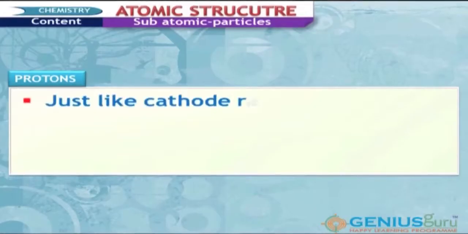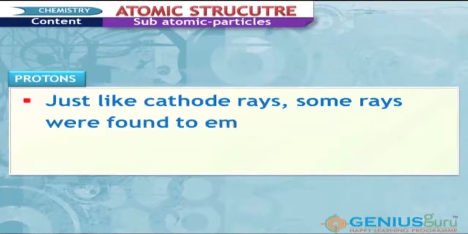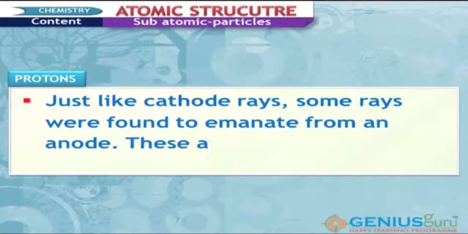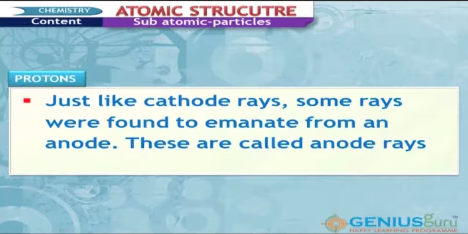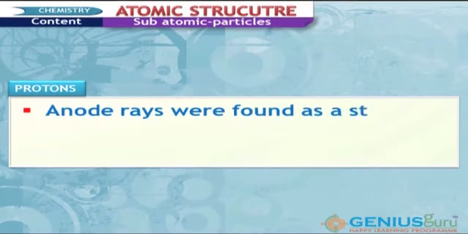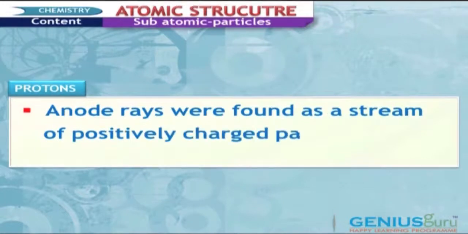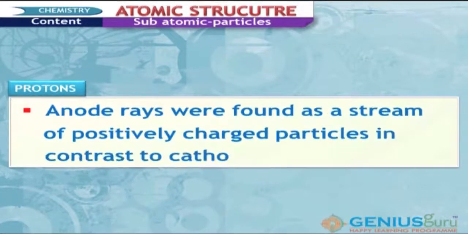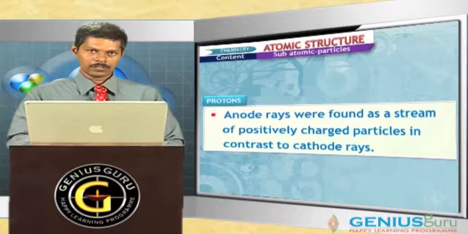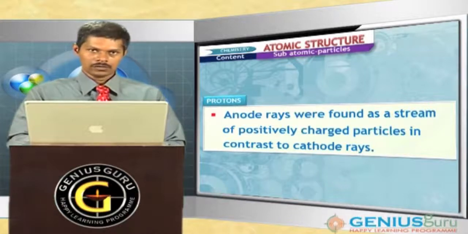Just like cathode rays, some rays were found to be coming from an anode. These rays are called anode rays. These are also known as canal rays. Anode rays were found as a stream of positively charged particles in contrast to the cathode rays. Cathode rays consist of a stream of negatively charged particles, so cathode rays are negatively charged rays, whereas anode rays are positively charged rays.